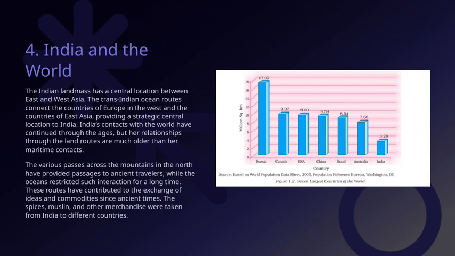For example, spices, muslin, and other goods were transported from India to various countries, spreading Indian culture and products far and wide. This historical connectivity underscores India's long-standing role as a bridge between different regions, aligning with the broader theme of our presentation on India's global importance.